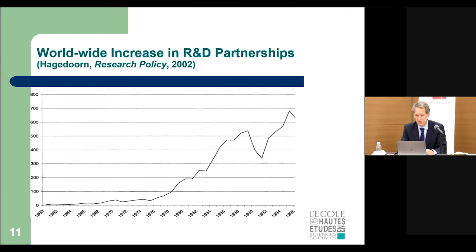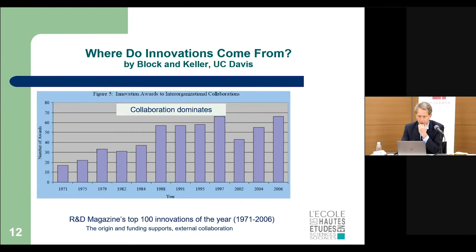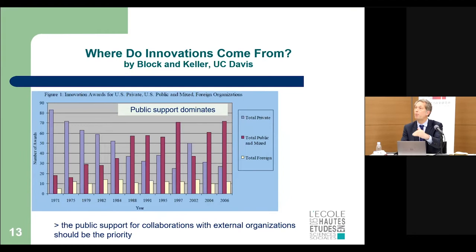I'm citing also a second famous paper by Block and Keller from UC Davis, looking at the 100 top innovations every year from the early 70s, and showing that the share of collaborative innovation is dominant and is increasing over time, especially from the late 80s. And within this collaboration, if you decompose the collaboration, you see that public support is dominating. So we should consider the importance of collaboration and the role of public organizations in this process.